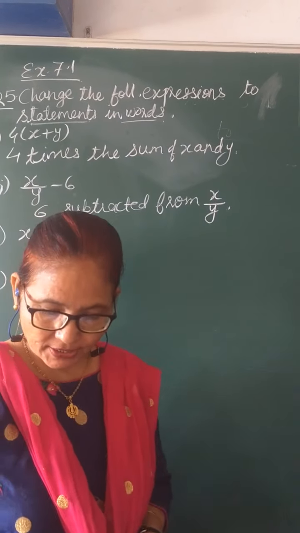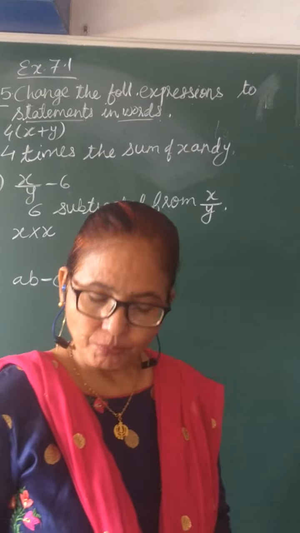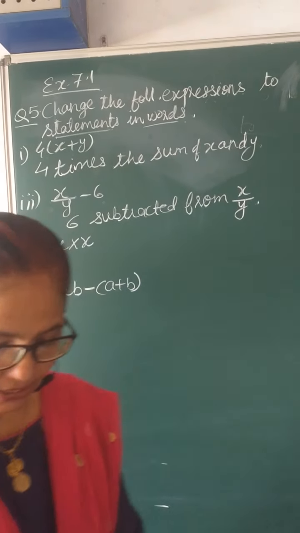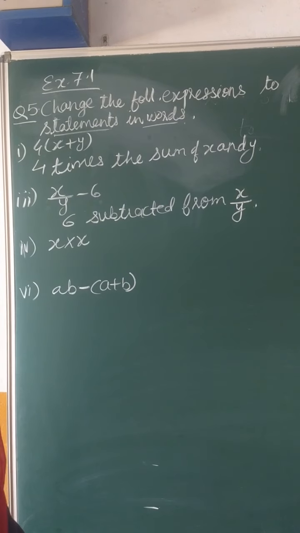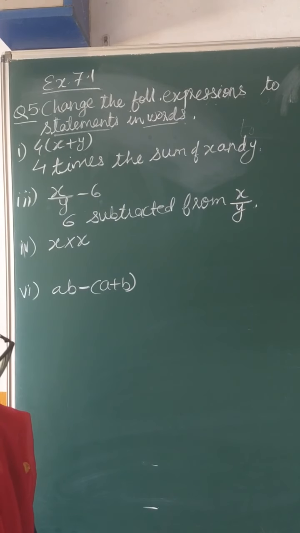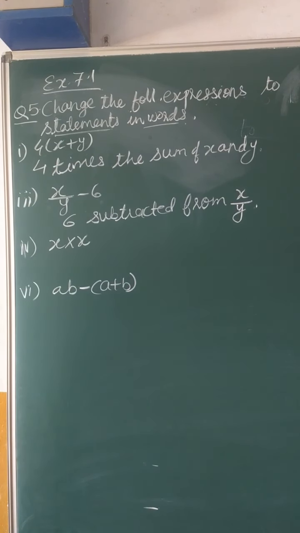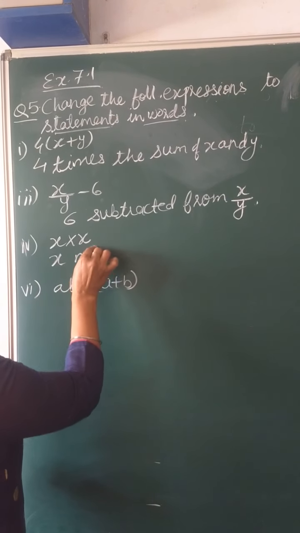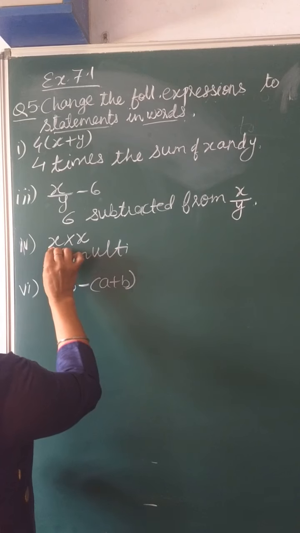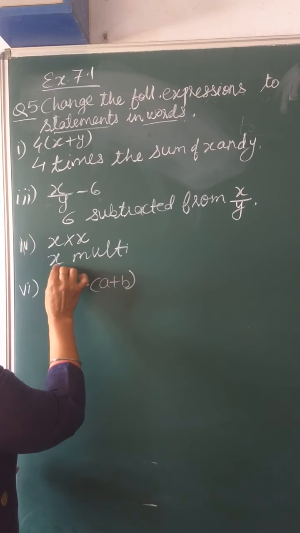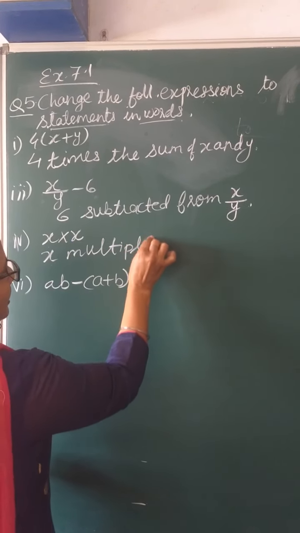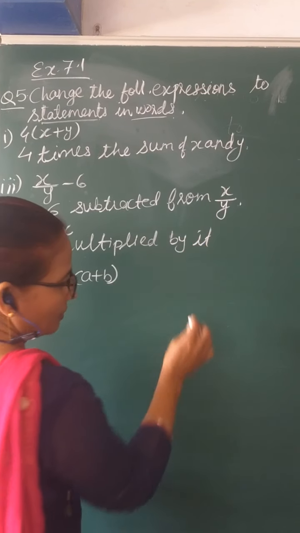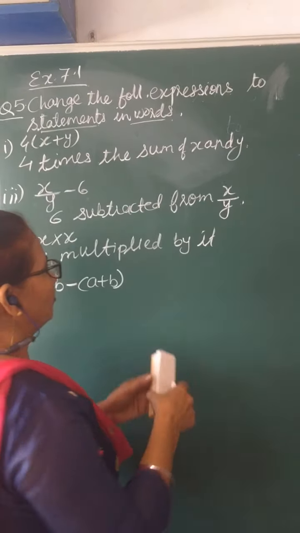Now let's see this x into x. Now x into x, what do we write for that? Product of itself. Okay. So let's write that also. X into x. You can write x multiplied by itself also. So write x. As you can see, x is multiplied by x. So you can write x multiplied with itself.